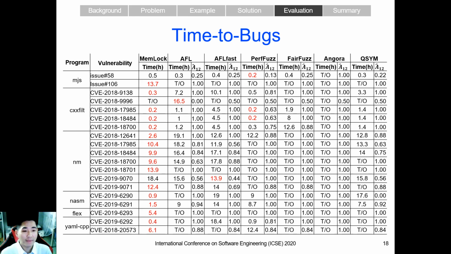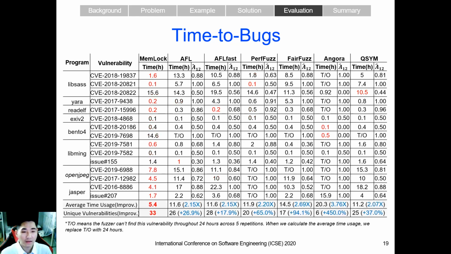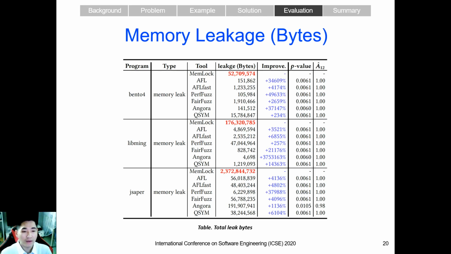We also compare the capability of MemLock to find real-world vulnerabilities against baseline fuzzers. Each vulnerability in our experiment is identified by a unique CVE ID. Here is the first half of the table, and here is the second half. We can see that in most cases, MemLock spends less time in discovering the vulnerability than other baseline fuzzers. MemLock tends to find memory leaks with a large amount of memory leakage. This is because MemLock generates inputs that lead to more memory consumption. When a memory leak happens, such input will often cause more memory leakage.